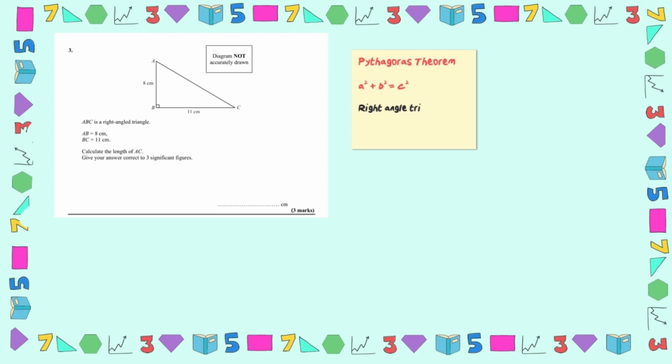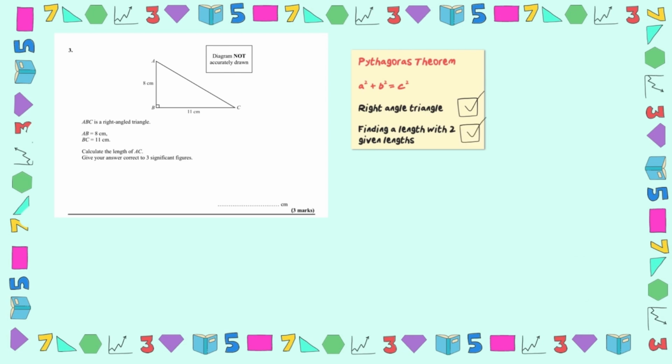So we need to know, is it a right angled triangle? And are we finding a length with two given lengths? As we can see, it's a right angled triangle because of the little square in the corner. And then we have two lengths. We've got 8 centimeters and 11 centimeters. And we're trying to find a missing length. So that means we'll tick both of these. Good. So that means we can use Pythagoras theorem.